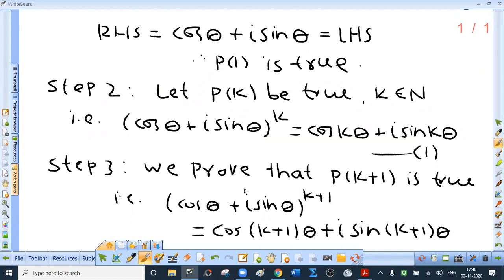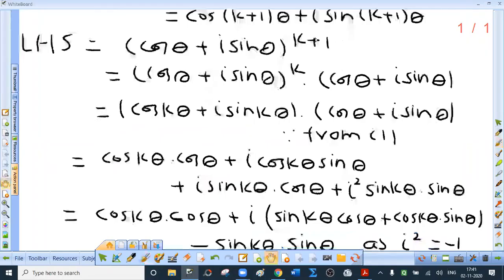We prove that P of k plus 1 is true. Means what? Replace every k by k plus 1 in this result. So (cos theta plus i sin theta) raised to k plus 1 is what? Cos of (k plus 1) into theta plus i sin of (k plus 1) into theta. We have to prove this. We begin with LHS. LHS: (cos theta plus i sin theta) raised to k plus 1.